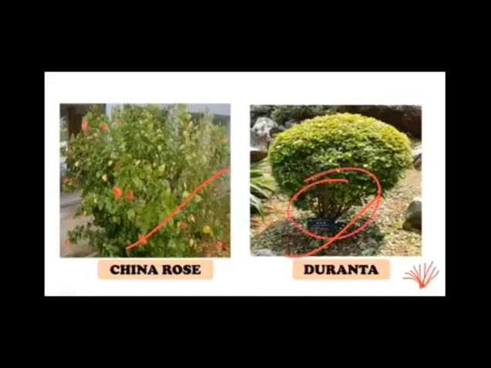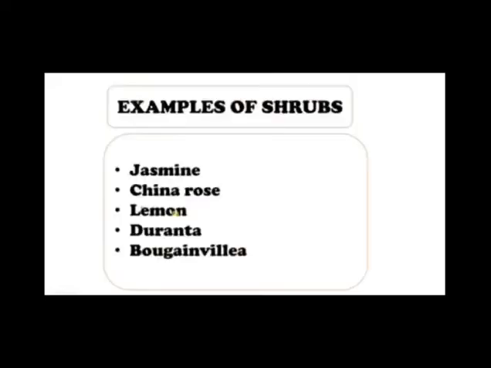Okay, so now let's see some more examples of shrubs. Yes, so these are examples of shrubs: jasmine, China rose, lemon, bougainvillea. All these are also examples of shrubs.